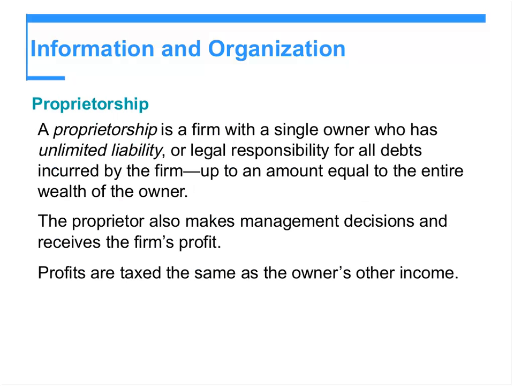The proprietor makes the management decisions and receives the firm's profit. Actually, you can see there is a single owner who's in charge of everything. He's liable for everything. Unlimited liability makes that person responsible for any debt that happens to the company, but any profit is also going to go to him. The profits are taxed the same as the owner's other income. It can be a basic business, like for example a restaurant, where everything is under one person, and anything that goes wrong is also his responsibility.